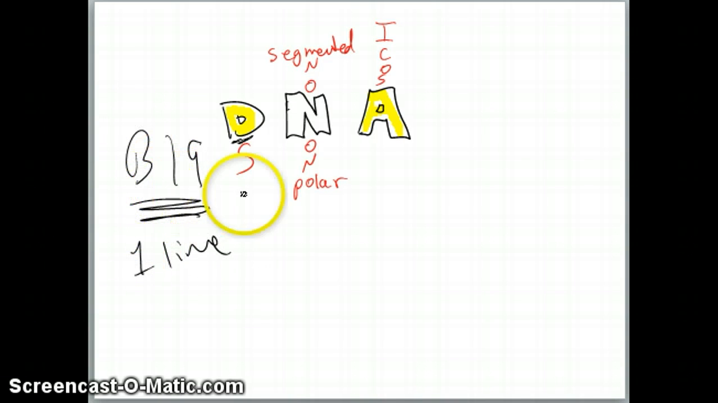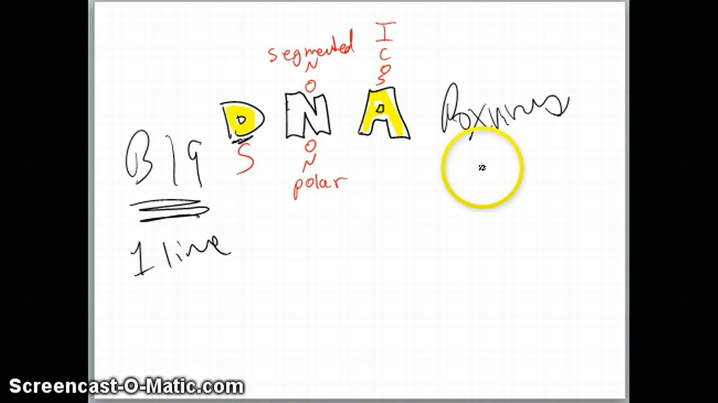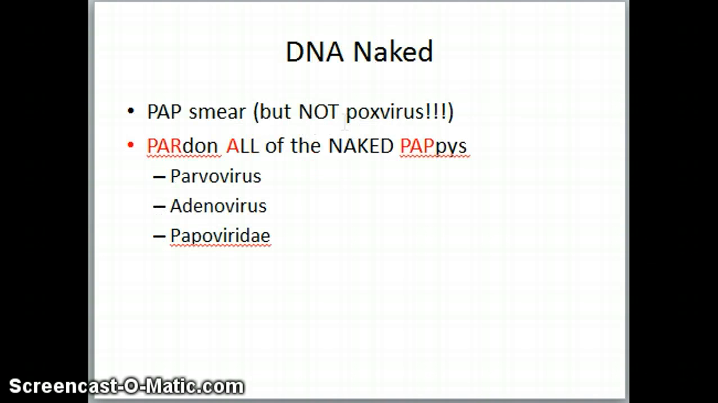That's parvovirus B19. They're all icosahedral, so I say icasa. They're all icasa except for one, which is going to be Pox virus. That one is not going to be icosahedral. It is going to be a complex capsule. And then the rest, they're all going to be non-segmented and non-polar. The only other thing we'll have to remember is which ones are enveloped and which ones are naked.